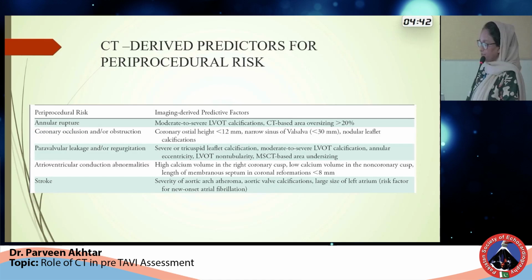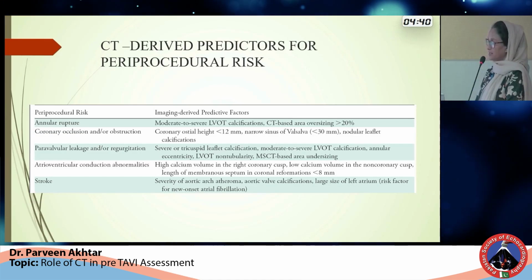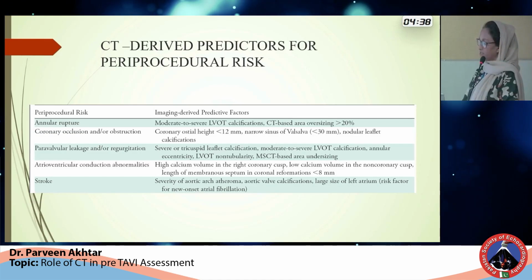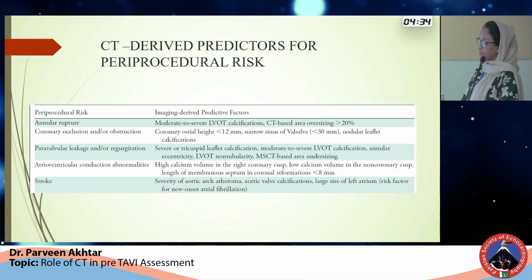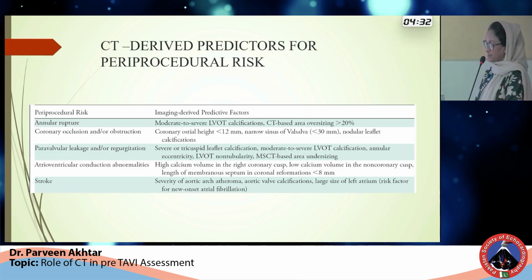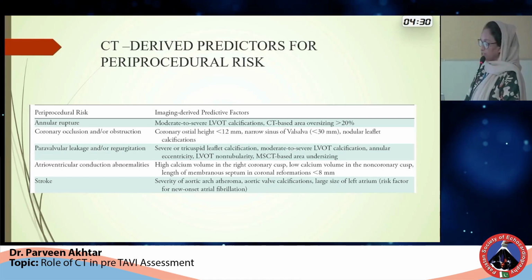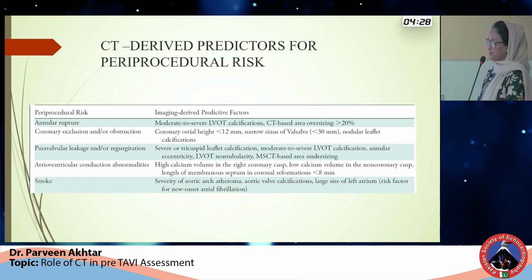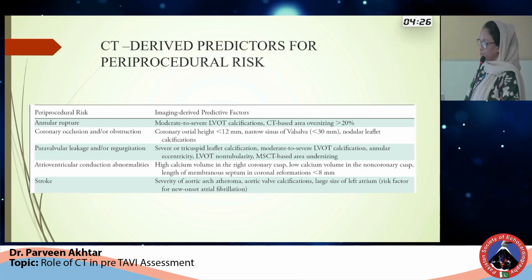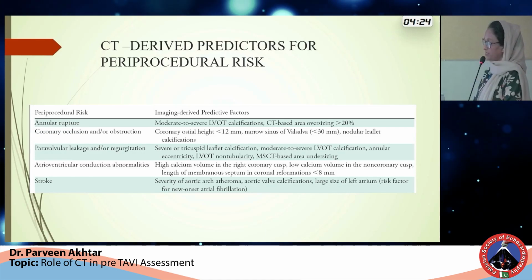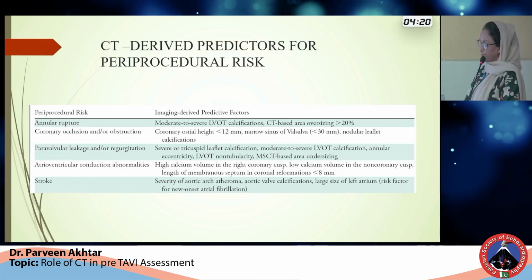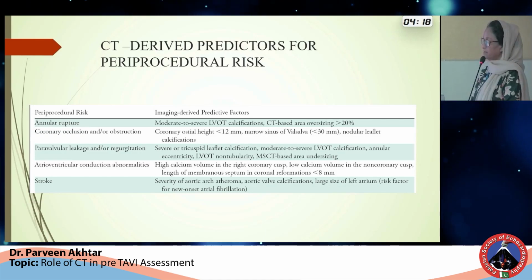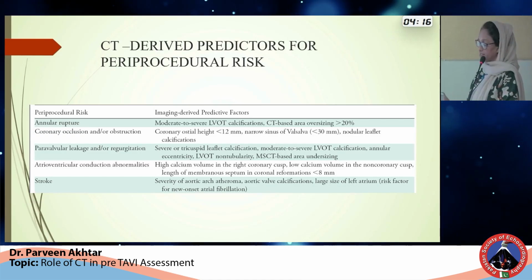Coronary occlusion and obstruction depend on the height of the coronary ostia, the narrow sinus of Valsalva, which is less than 30 millimeters, and the nodular calcification of the leaflet. Paravalvular leakage or transvalvular leakage depends, again, on the calcification, the shape of the LVOT, and the annular eccentricity, LVOT non-tubularity, and undersizing of the valve.